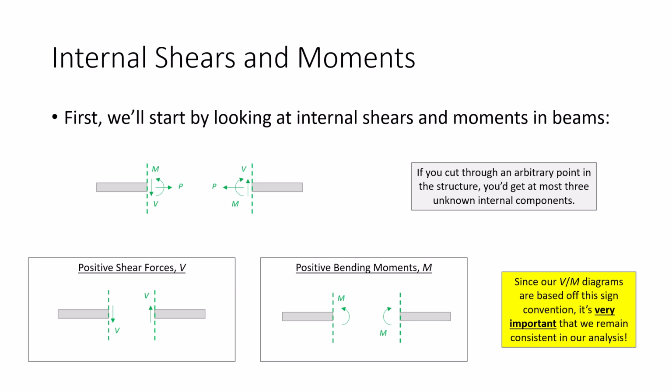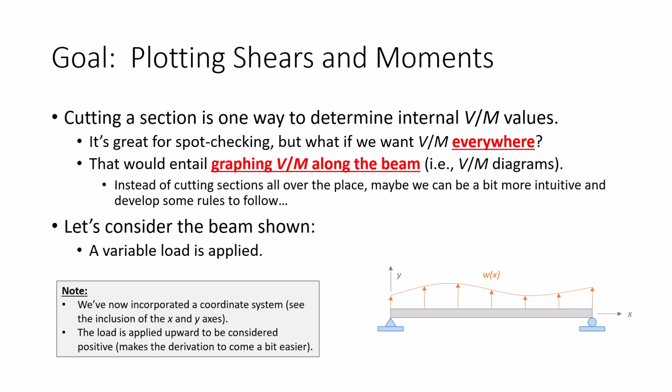What we're now going to do is see what happens when we look at the internal moments and the internal shears as well. Our goal is to plot the shears and moments across the section. Cutting a section at various points will only give you the internal shear and moments at a particular point. That's great for spot checking. But what if I want the internal shears and moments everywhere? What if I want the shear and moment response across the length of the structure?